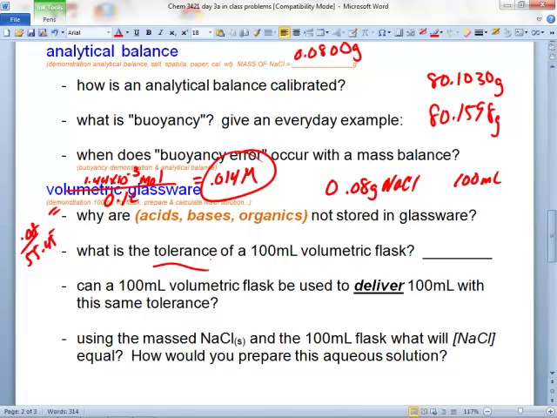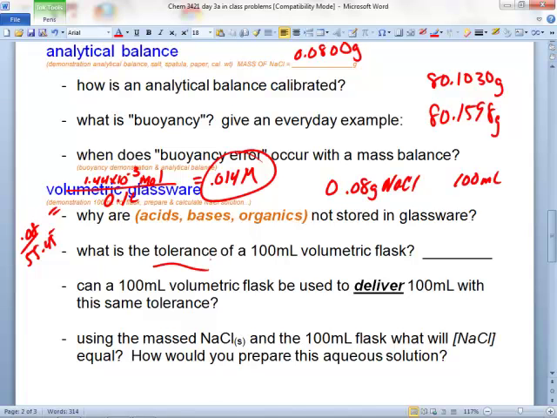Yeah, because some volume of this container, right? And the tolerance is, well, it can hold 100 mils, but that's not the tolerance. Here's a hint. Can you read that little thing? Yeah, there it is. Plus or minus 0.16 ml. Now, not all volumetric flasks that are size 100 mils have a tolerance of 0.16 mLs, but this one does.